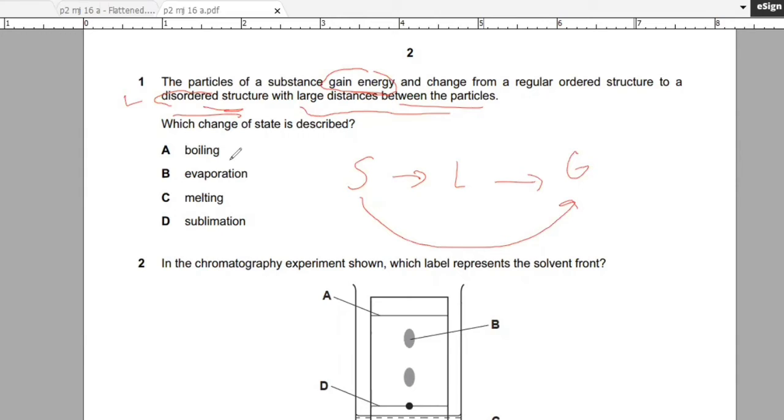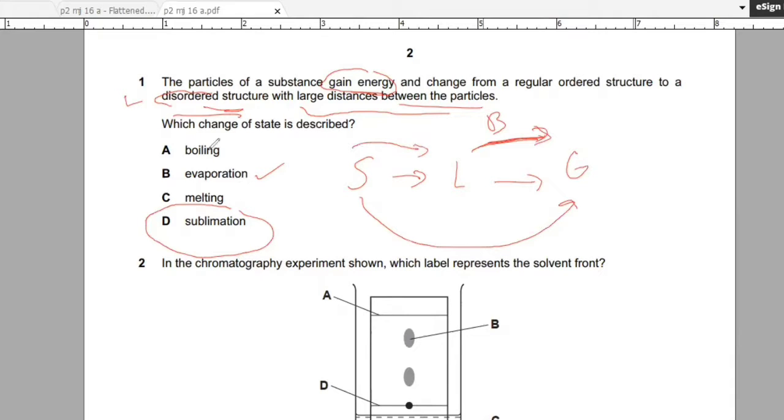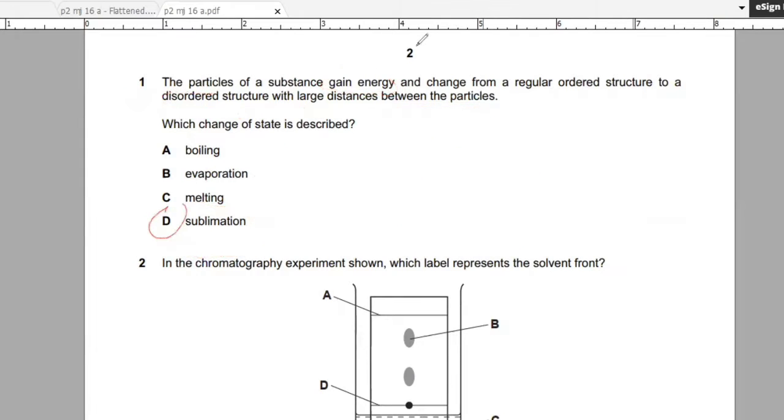Understand? So the phenomenon where the state of matter changes from solid directly to gas is called sublimation, right? Boiling is when a liquid changes into gas. Evaporation is also the same, when liquid changes into gas, but melting is when solid changes to liquid. So these are not the valid answers. The right answer is sublimation. In sublimation, the solid substance directly converts into gas, where you get large distances between the particles. Is it clear? So the right answer will be option D.